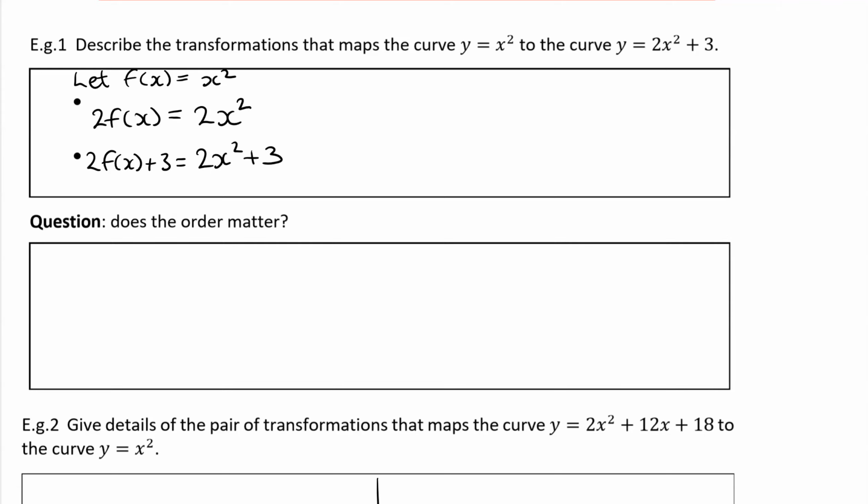Now I need to describe what's actually happened to the x squared curve here. So we just need to describe these transformations. The first thing that happens is I go from x squared to 2x squared. Now that's a stretch of scale factor, I'm just going to be lazy and write SF, scale factor 2 parallel to the y-axis.